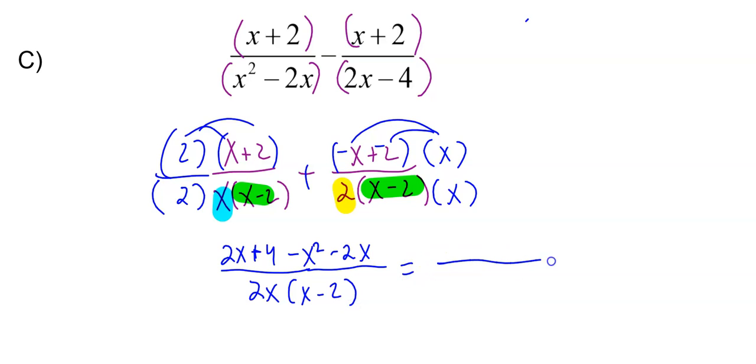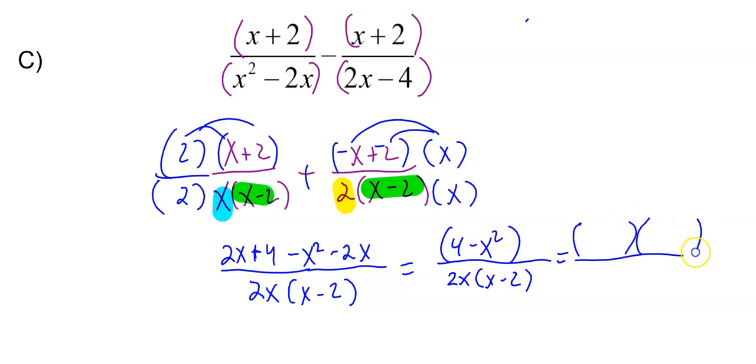Does that simplify at all? So 2x minus 2x is good. So I get 4 minus x squared. I like that. So this is going to be a really interesting problem. We have some more work to do. I didn't expect it quite to go this tough here, but it does sometimes.